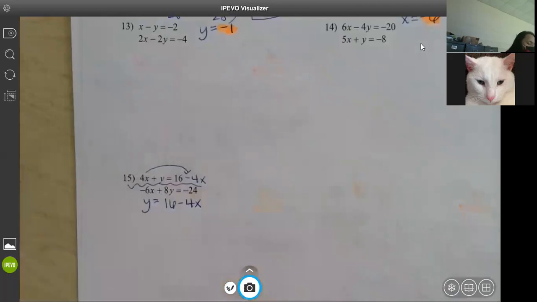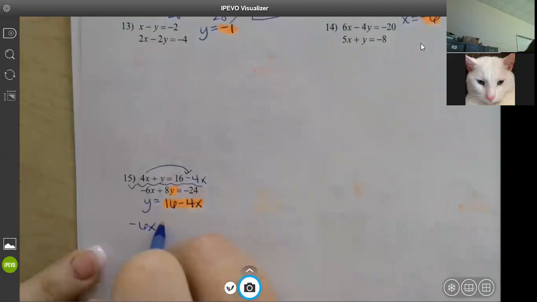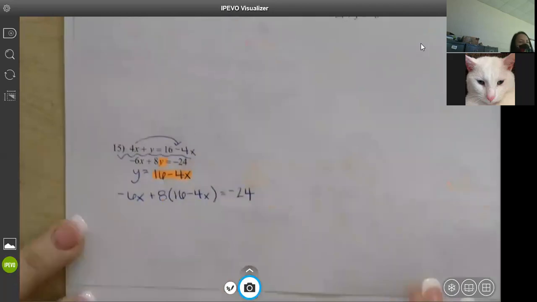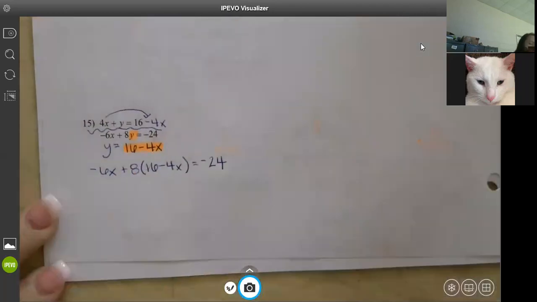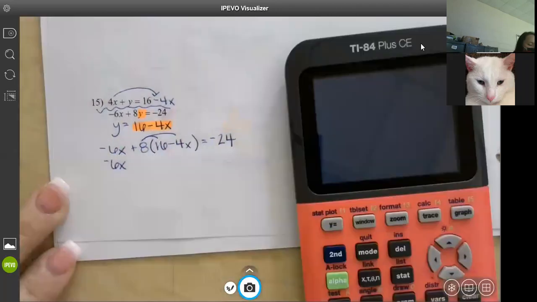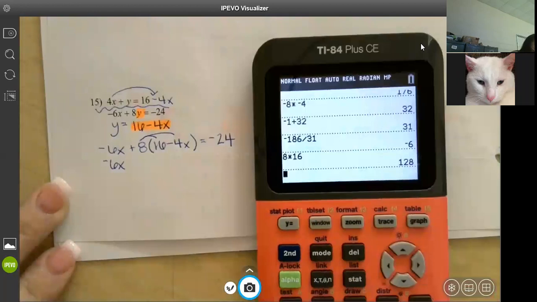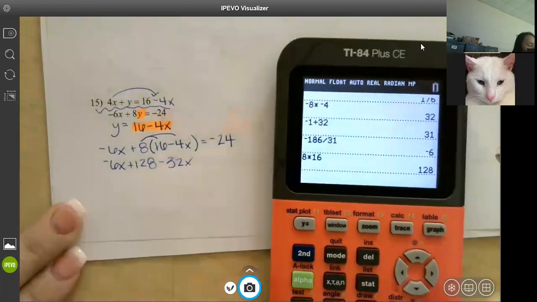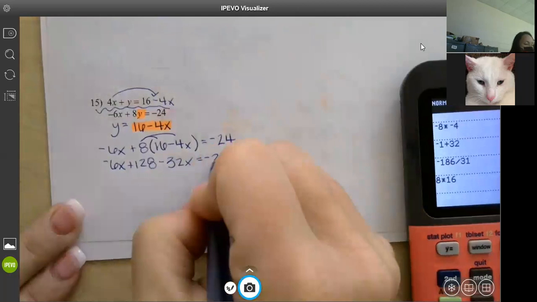So here's our two equations. We have y equals, and we have a little y right there we're going to plug it into. So we start by writing that top equation, negative 6x plus 8. I came to the orange y, so I put a parenthesis and rewrite the big orange, 16 minus 4x. And then I finish out my equation, equals negative 24. All right. Distribute like we have been. We get negative 6x. If you can't do it in your head, use that calculator. Don't feel ashamed at all. We get 128. 8 times negative 4 is negative 32x and equals negative 24.